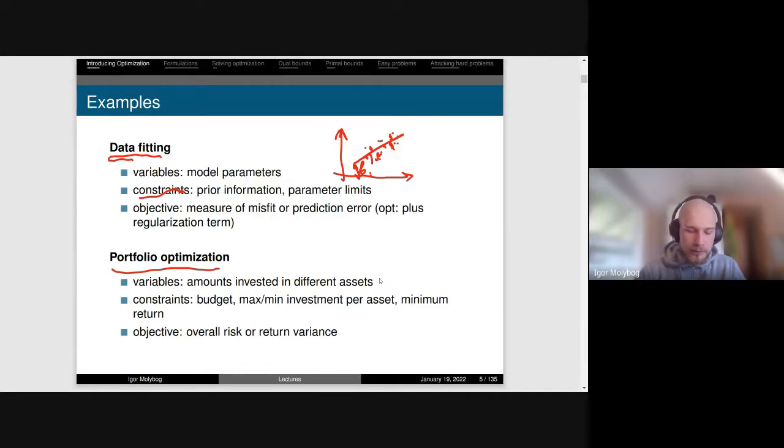If we are talking about portfolio optimization, the variables are amounts invested in different assets, and we have constraints such as budget or minimum return, or, for example, risk aversion would be another constraint. The objective would be to minimize return variance or maximize the return, or any kind of money related objective you can think about.